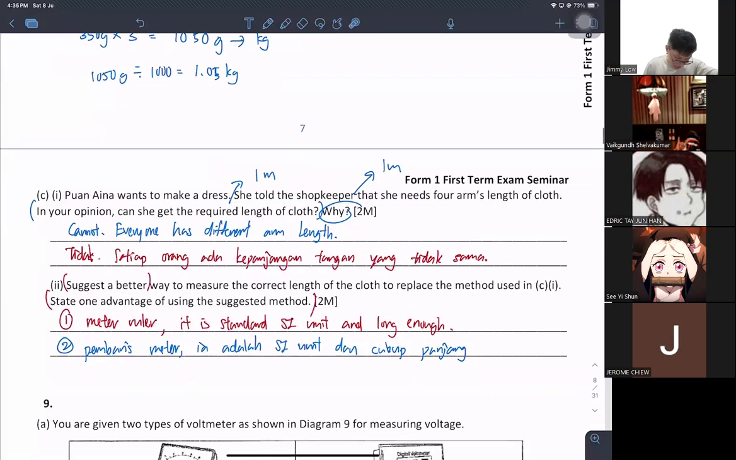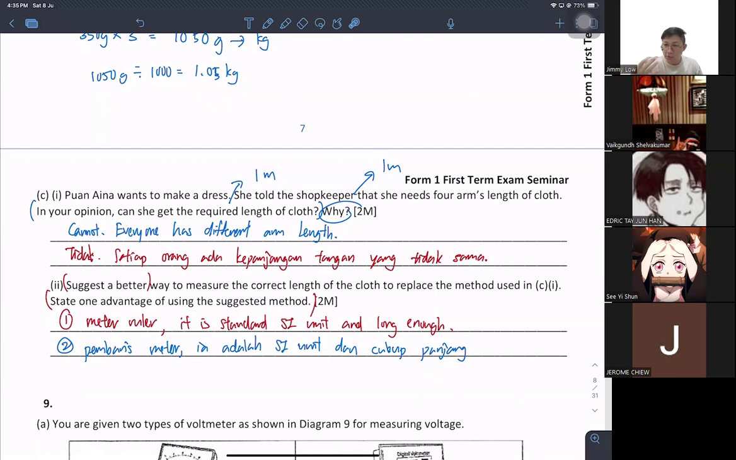All right. So 2, suggest a better way to measure the length of the cloth. We can use a meter ruler. The only accepted answer here is meter ruler. You cannot say ruler, because with a ruler you have to measure many different times and it might be inaccurate as well. So make sure it is a meter ruler. Why? Because it is long enough and at the same time it is a standard SI unit. So we have a common language here.